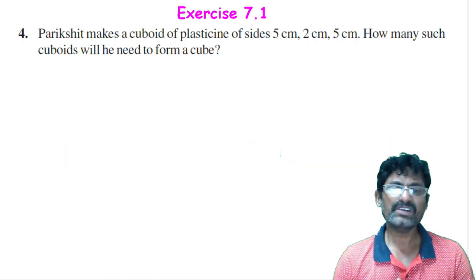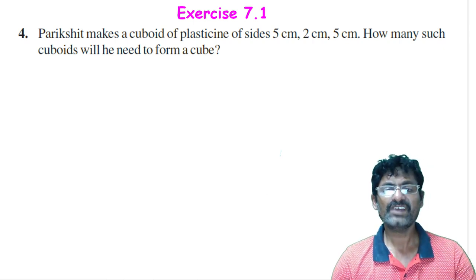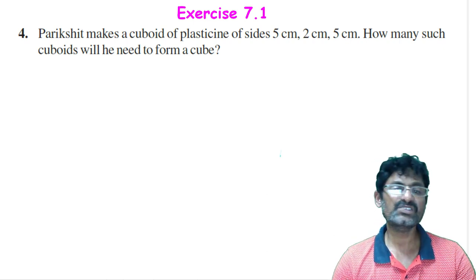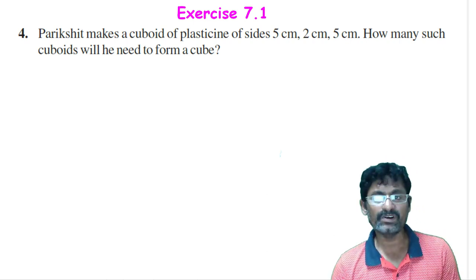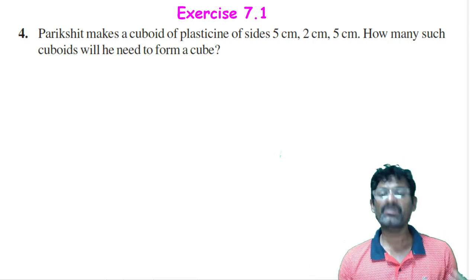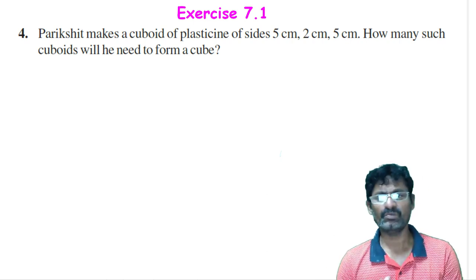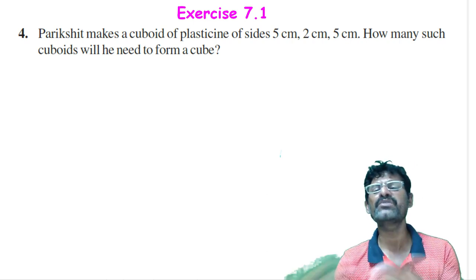So exercise 7.1, fourth problem. Parikshit makes a cuboid of plasticine of sides 5 cm, 2 cm, 5 cm. How many such cuboids will he need to form a cube? To form a cube, the given numbers must be in the form of a cube. That is simple reasoning. We need to form a cube, that means the given numbers must also be in the form of cubes.